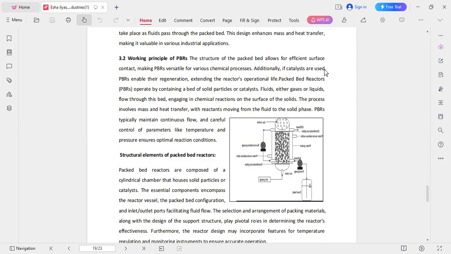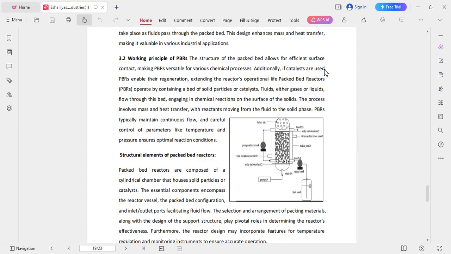Fluids, either gases or liquids, flow through this bed, engaging in chemical reactions on the surface of the solids. The process involves mass and heat transfer, with the reactants moving with the fluid to the solid phase. Packed bed reactors typically maintain continuous flow, and careful control of parameters like temperature and pressure ensures optimal reaction conditions. And here you can see the diagram of packed bed reactors.